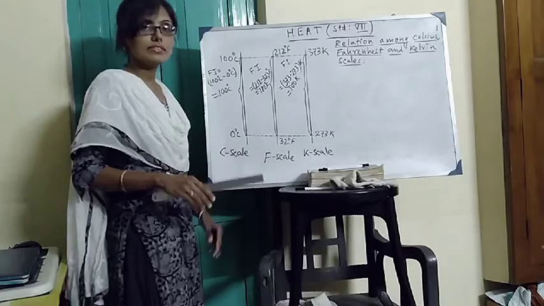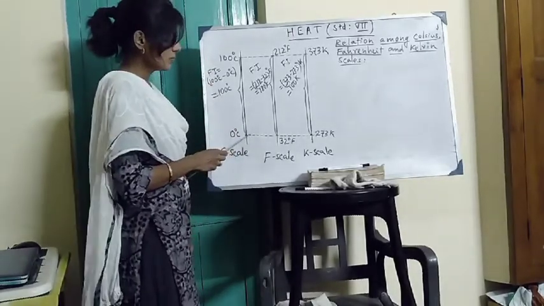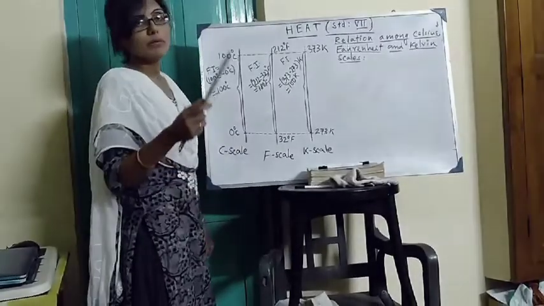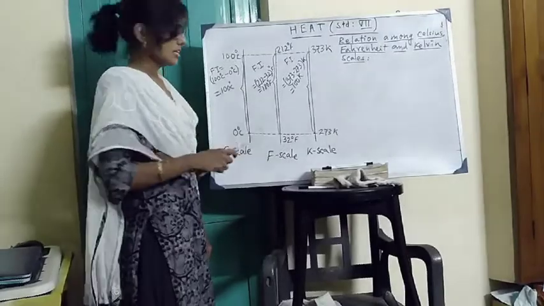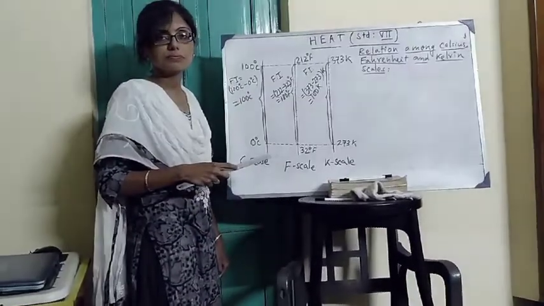Lower fixed point means the freezing point of water. So in Celsius scale, the freezing point of water is 0 degree centigrade. Clear? Boiling point of water is the upper fixed point. In Celsius scale, the boiling point of water is 100 degree Celsius. Clear?